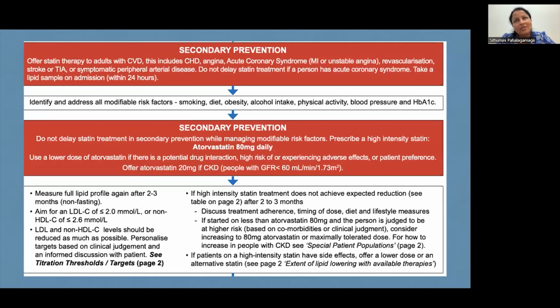Unlike in the previous case, where we gave them lifestyle advice and tried other alternative methods, here, again, identify and address all modifiable risk factors like smoking, diet, obesity, alcohol intake, physical activity, and those things. But don't delay the start of statins.